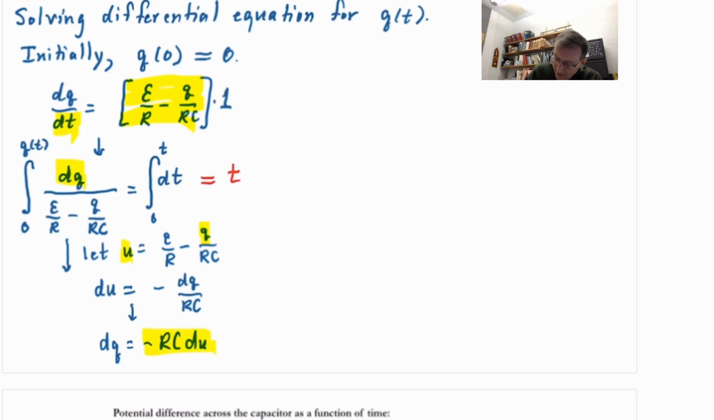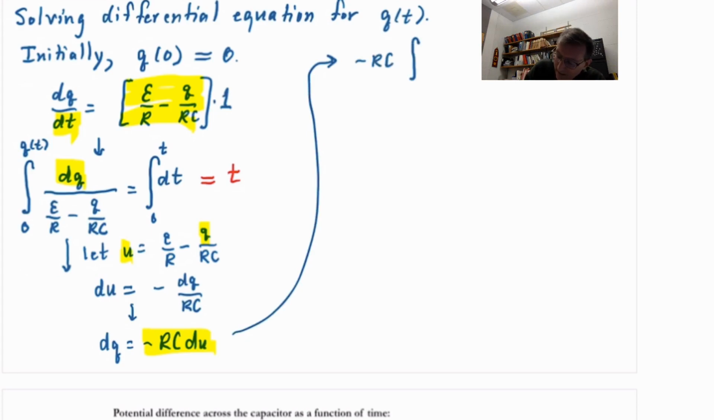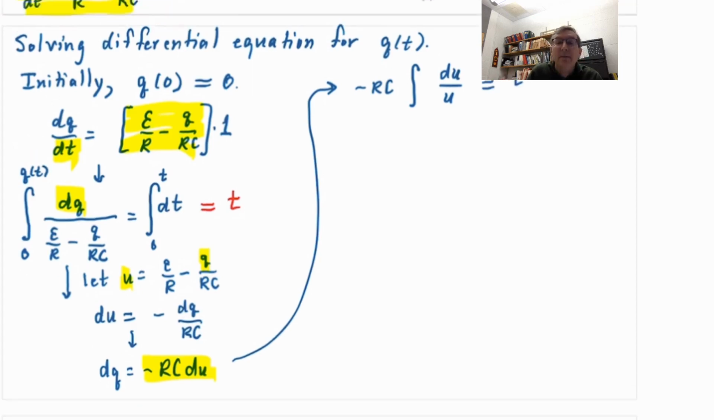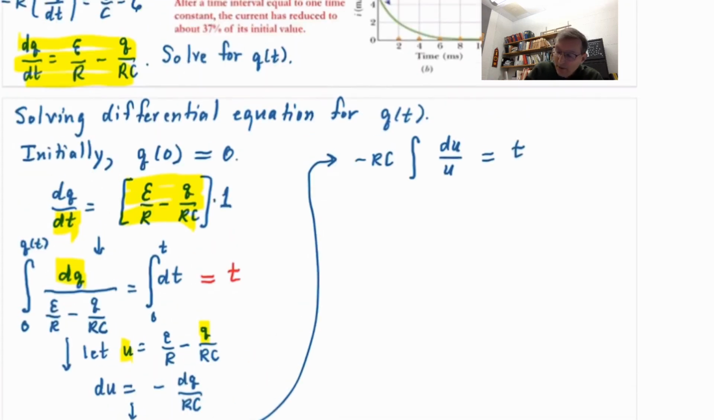All right, so now let me continue over here. What do I have on the left? I can bring the negative RC out front of the integral, and then I have du over u. And then what do I have on the right side? Just a t. There you go. Now let's put the limits on the left.